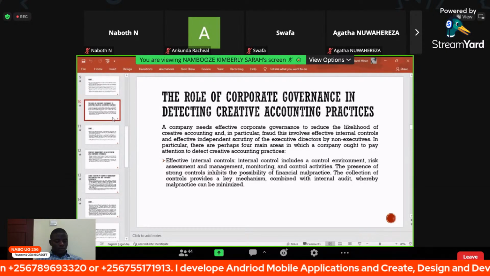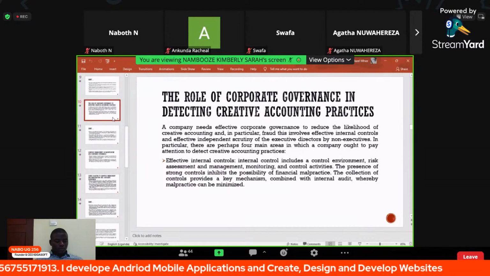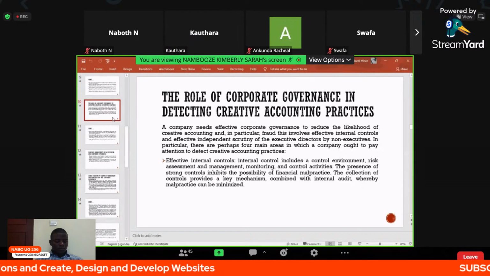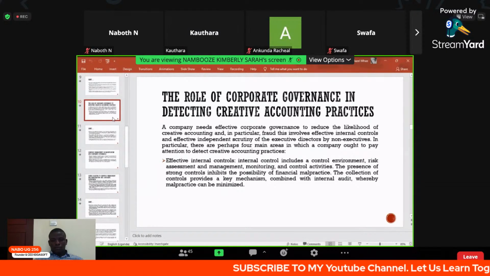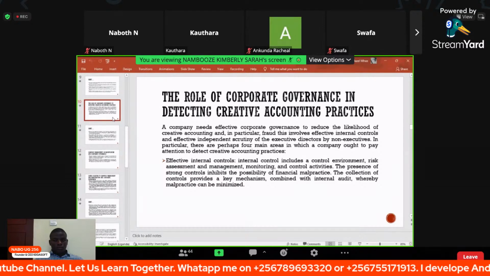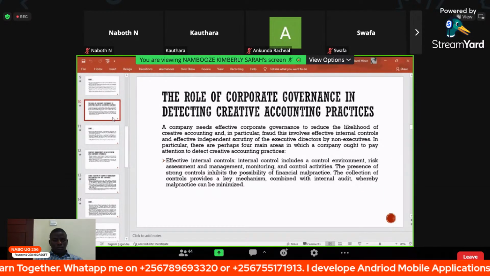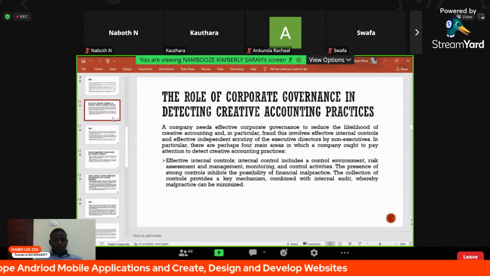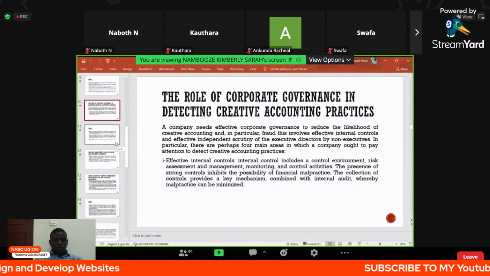In particular, there are perhaps 4 main areas in which a company ought to pay attention to detect creative accounting issues, and these include corporate governance being used to detect accounting practices through effective internal controls. These include a control environment, risk assessment and management, monitoring and control activities. If a company has strong controls, it will inhibit the possibility of financial malpractice. The collection of controls provides a key mechanism which, combined with internal audit, allows malpractice to be minimized.